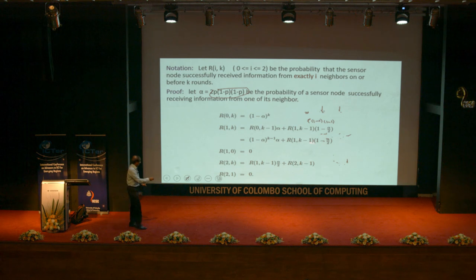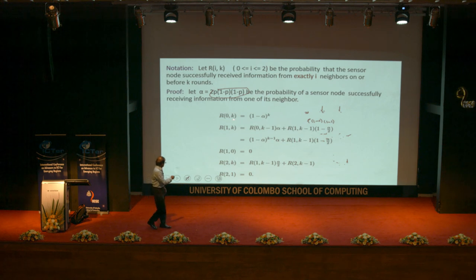So basically, if you have a node in the middle, for him to get the information from both guys, he should shut up and this guy transmits, or he should shut up, this guy shuts up and this guy transmits, yes? This is the probability theory, yes? So that's how you get this number. That's the probability of the sensor node successfully receiving information from one of its neighbors, yes?